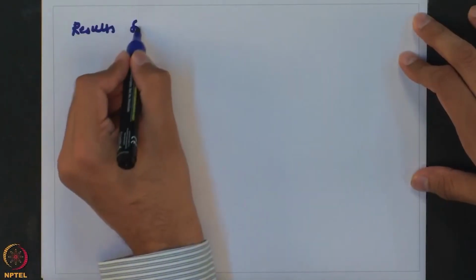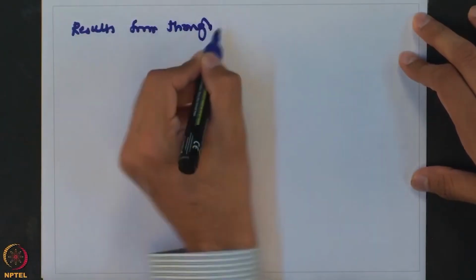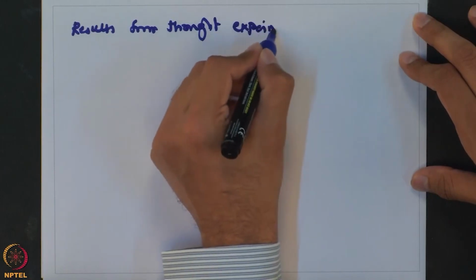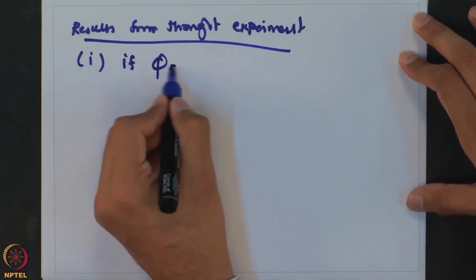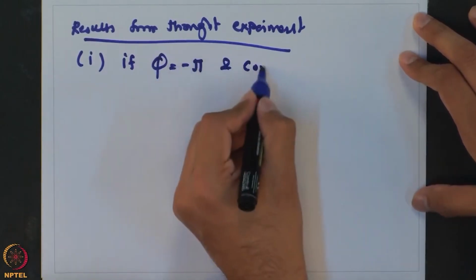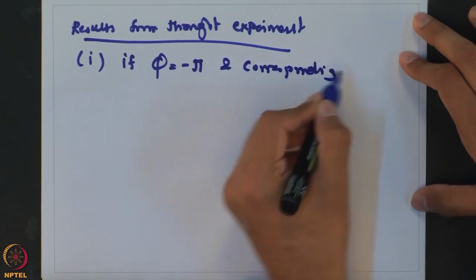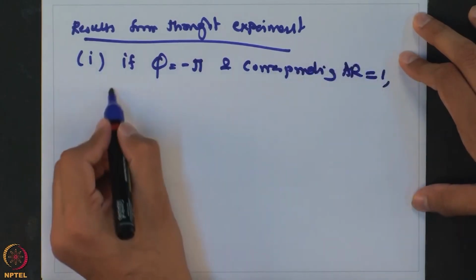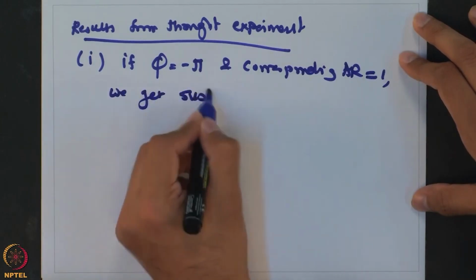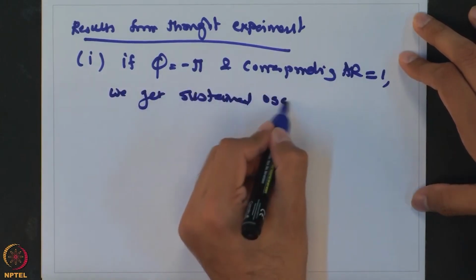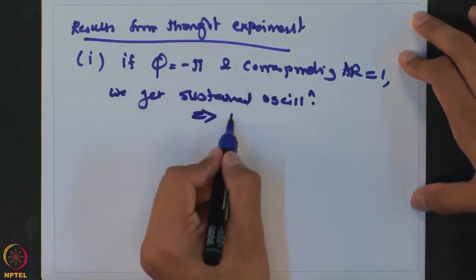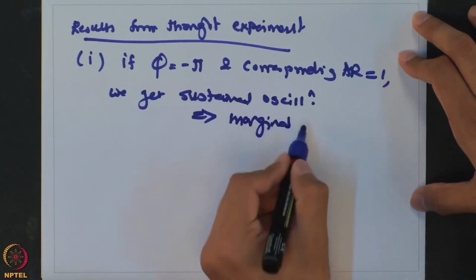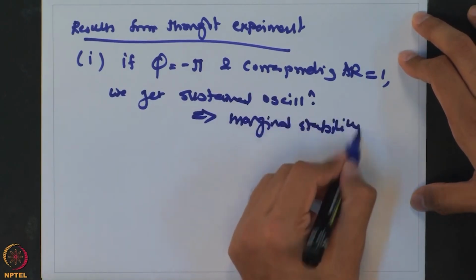So what are the results from the thought experiment? If phase is equal to minus pi and corresponding AR equal to 1, we get sustained oscillations. And if you recall from the previous definitions of stability, this is as good as marginal stability, and it typically represents the limit of stability.